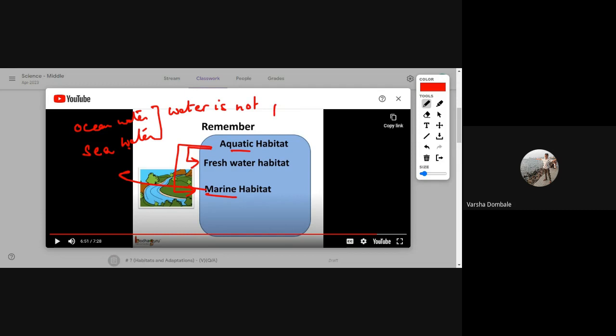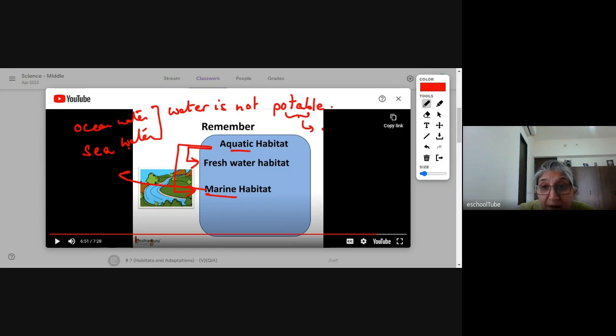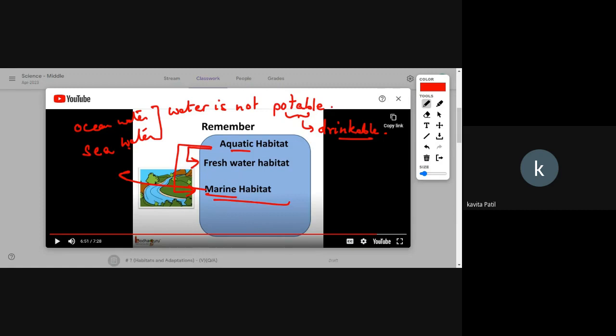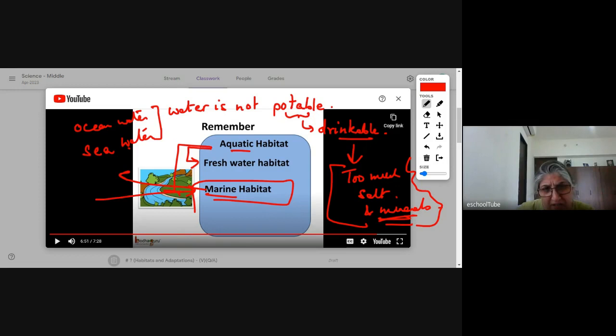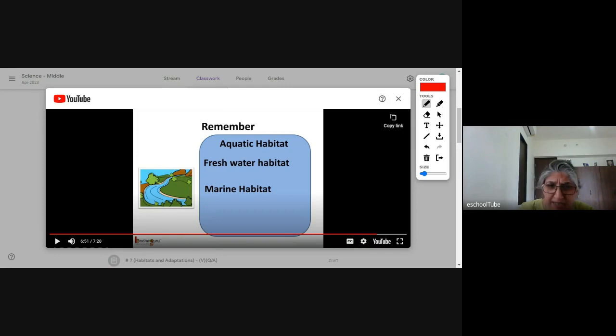P-O-T-A-B-L-E. Potable means drinkable. Yes, ma'am. We cannot drink. So that is the marine habitat. It has too much salt, too many minerals, and because there is sand under the sea. Not only because of that, generally that water is mostly polluted with minerals and too many things which we cannot drink, and it is very salty.